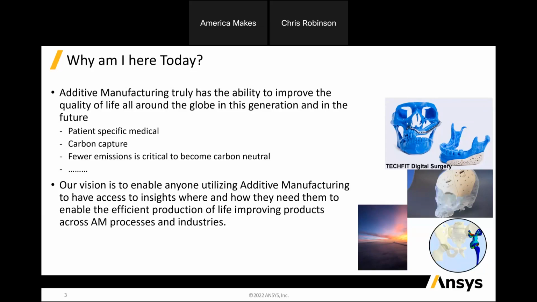At Ansys, our vision here with additive is to be able to enable anybody utilizing additive manufacturing to access the insights where and how they need them to enable the efficient production of life improving products across AM processes and industries. And so, when we look at that, this is really what is motivating me and why I'm here today.